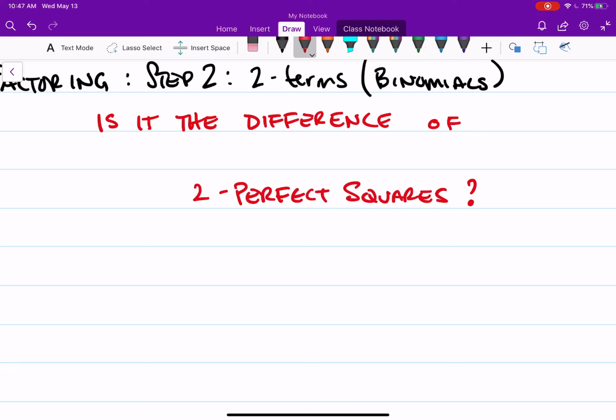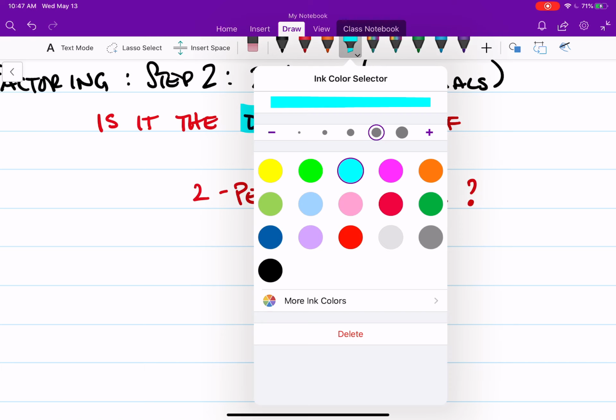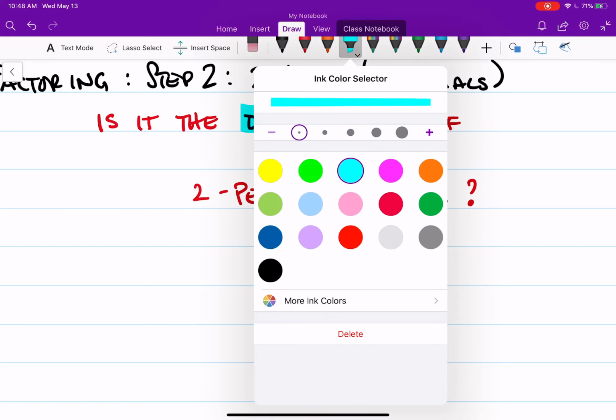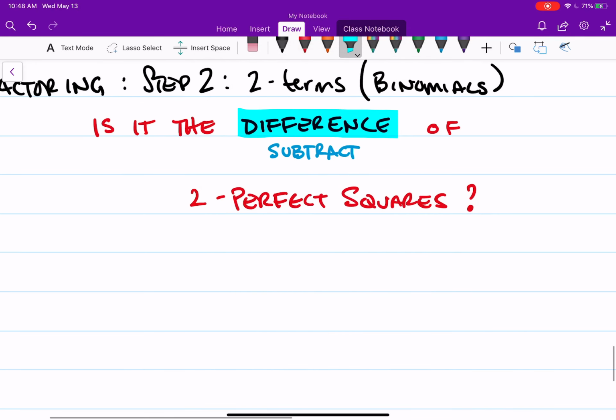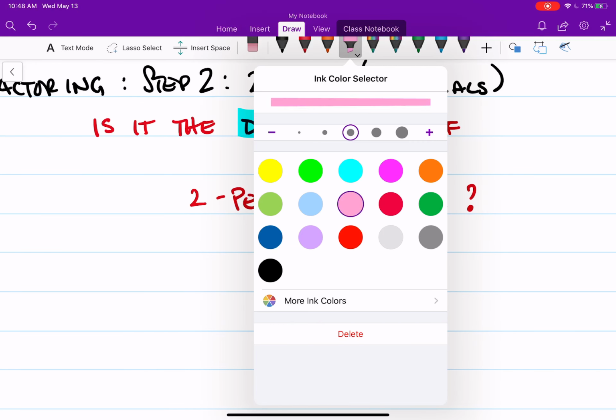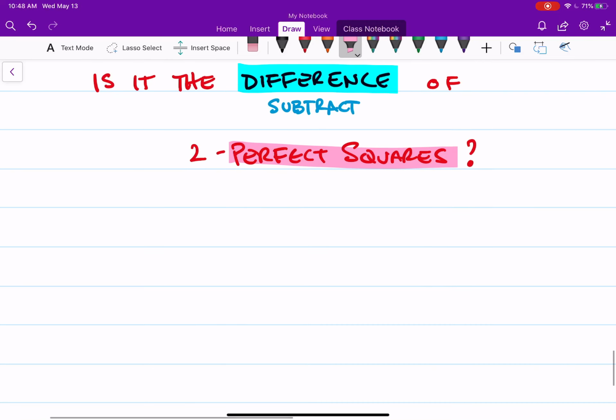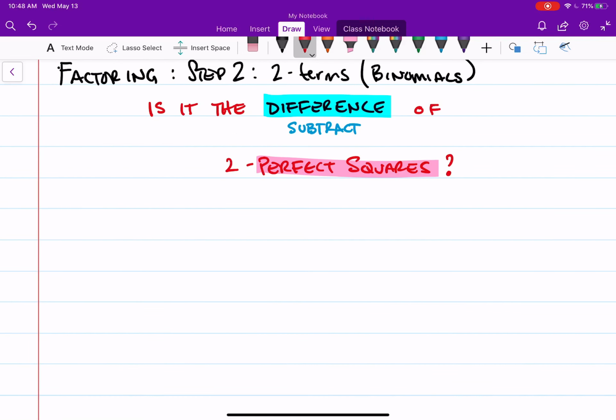Okay? So the word difference means what? It means subtraction. Okay? So I didn't really need to make that small. Okay. All right. And then the word perfect square. What are those? Okay? So let's talk about that. Okay? Perfect squares.